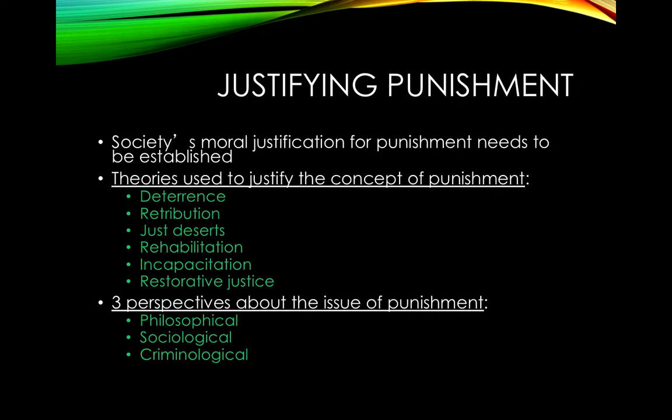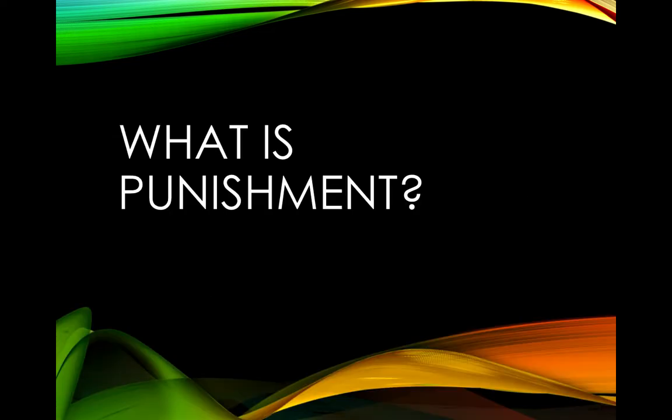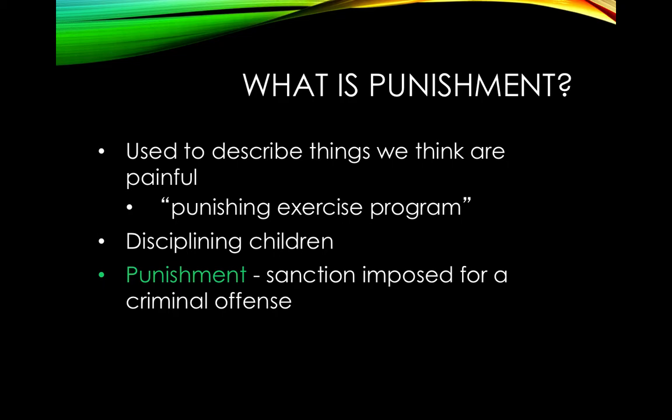We can also look at the issue of punishment from a criminological perspective, which is what we've mostly done in criminal justice, but also philosophically and sociologically. So what is punishment? We use the word punishment to describe a lot of things. We might say, this is a punishing exercise program. We also use it to talk about when we discipline children. But punishments are a sanction imposed for a criminal offense.